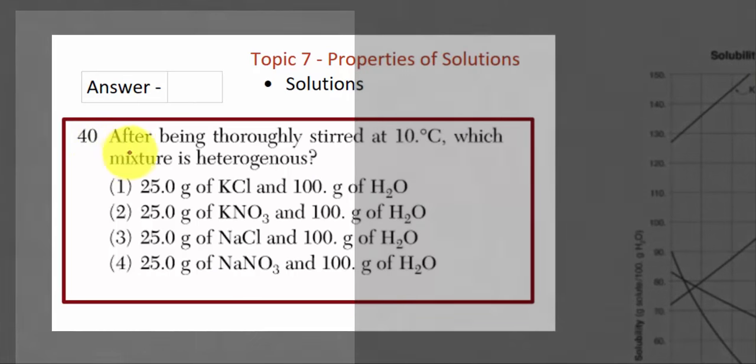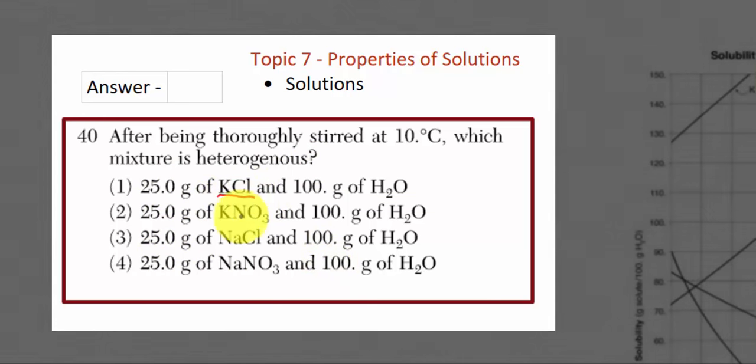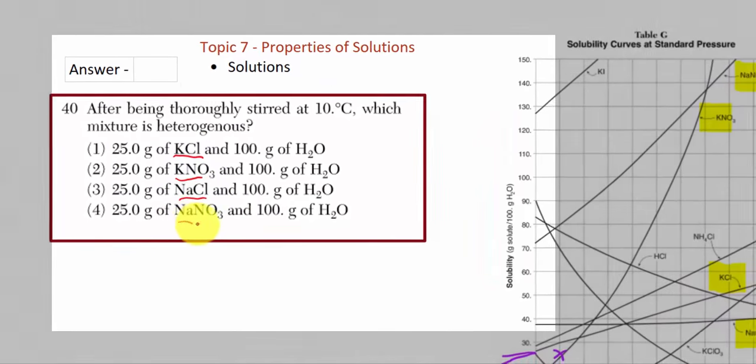Question 40. After being thoroughly stirred at 10 degrees Celsius, which mixture is heterogeneous? To be a heterogeneous mixture, we're going to need to see particles that are not dissolved. In other words, we have to be beyond saturated in our solution. In all 4 cases, we're putting the same amount of solute into the same amount of water. What varies is the salt being used as the solute.